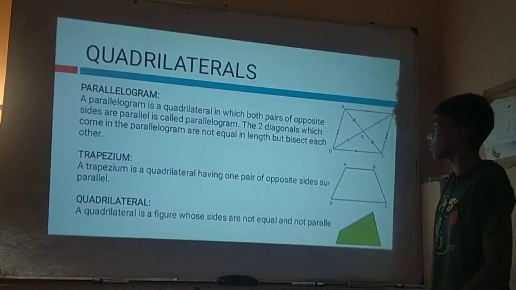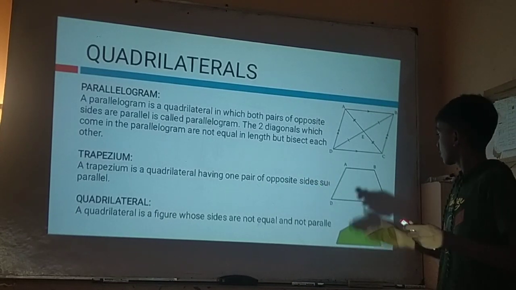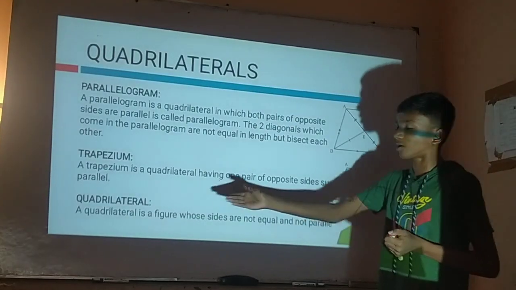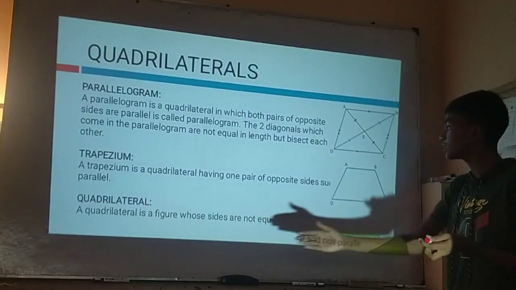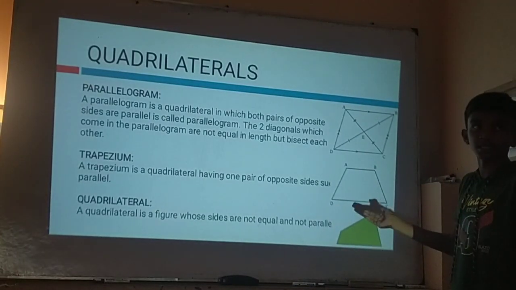The next one is a trapezium. A trapezium is a quadrilateral having one pair of opposite sides parallel. This is an example. And finally, we have a common quadrilateral. A quadrilateral is a figure whose sides are not equal and not parallel. This is an example.